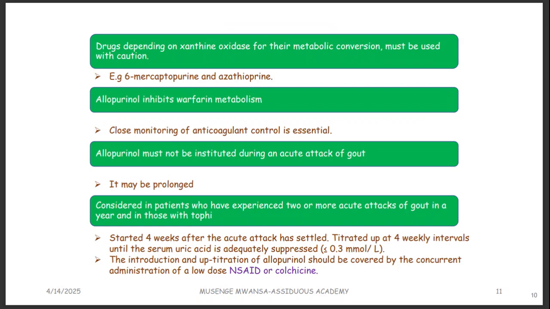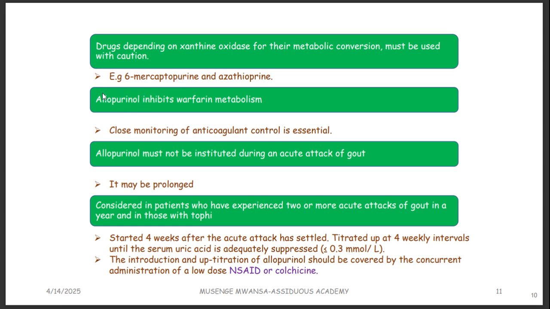Drugs depending on xanthine oxidase for their metabolic conversion must be used with caution. Okay, for example, 6-mercaptopurine and azathioprine. So these drugs, for you to break them down, you need xanthine oxidase. But the thing is that you've inhibited xanthine oxidase, meaning that these drugs will just be there in the body, so they can actually lead to toxic effects. So you need to use them with caution.